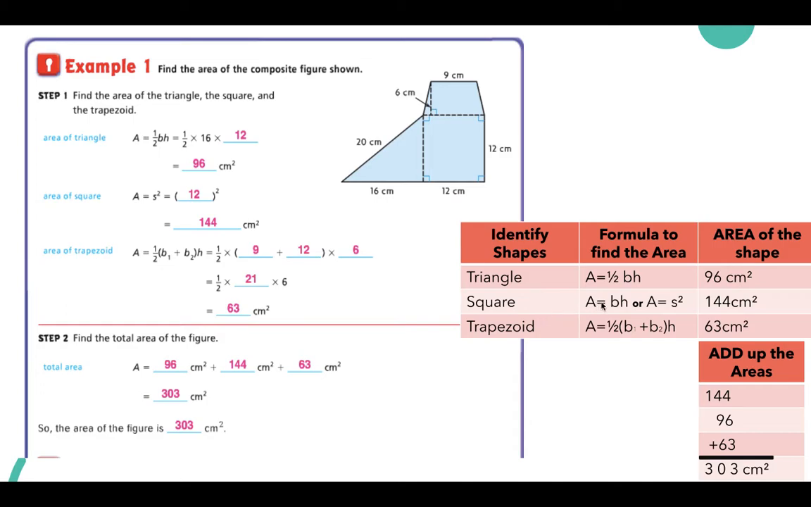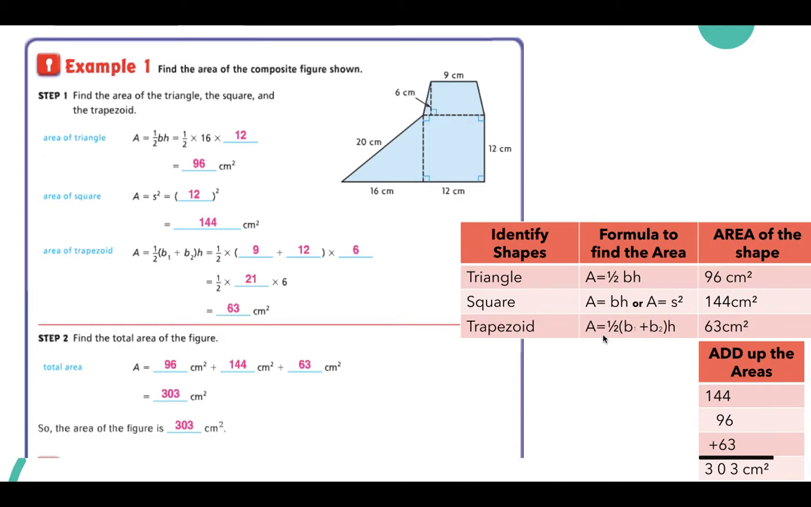And then the square. Area of a square equals base times height, or it might be known as area equals length times width, or you might have heard area equals the side squared, okay?